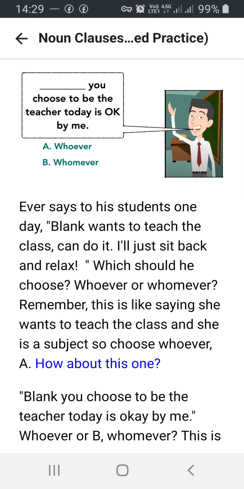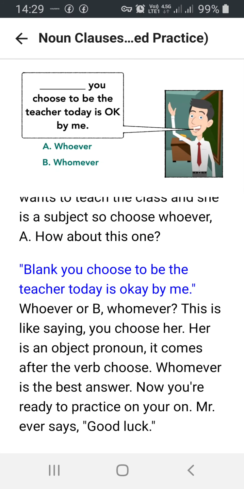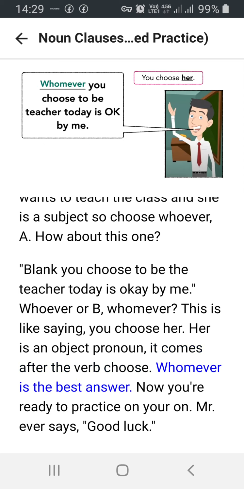How about this one? Blank you choose to be the teacher today is okay by me. Whoever or B, whomever? This is like saying you choose her. Her is an object pronoun. It comes after the verb choose. So, whomever is the best answer.